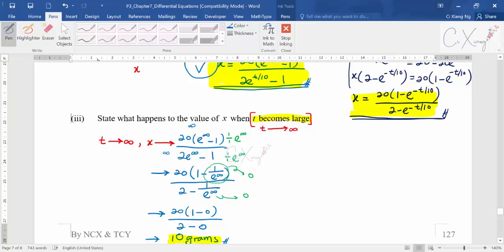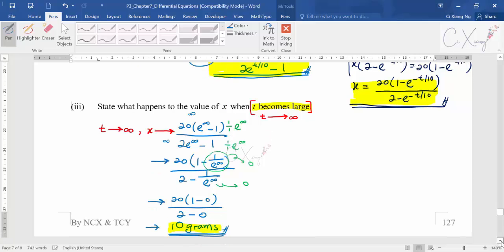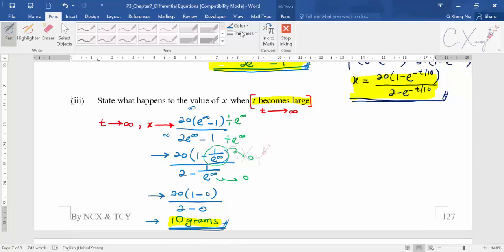Okay, all right, then how about if, let's say, in part number 2, I straight away get this answer already? If you straight away get this answer, then you will see that your calculation actually becomes slightly easier. So again, this is for part number 2. When your t is infinity, what happens to the x here? You will get 20 times (1 minus e to the negative infinity) divided by (2 minus e to the negative infinity).